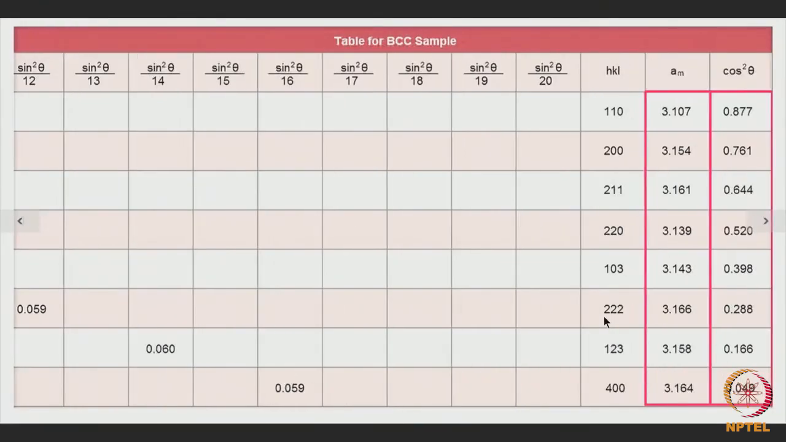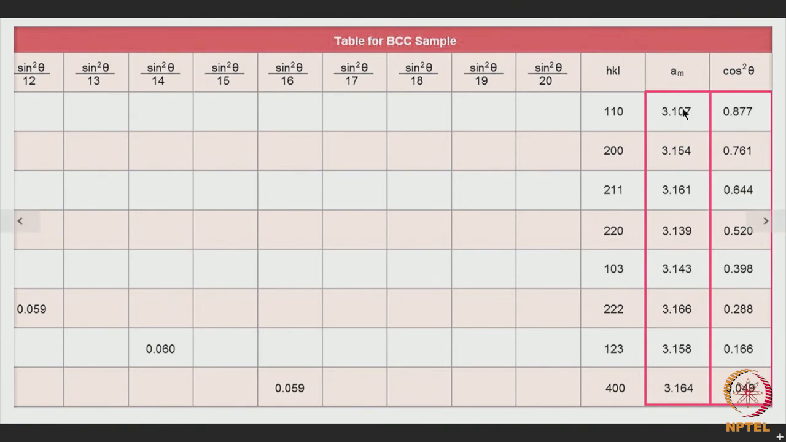Now, we also found out in that case that the measured values of the lattice parameter AM are given by these quantities. This is 3.107 calculated from the first line, 3.154 calculated from the second line, 3.161 calculated from the third line, etc., and 3.164 calculated from the highest angle 8th line.